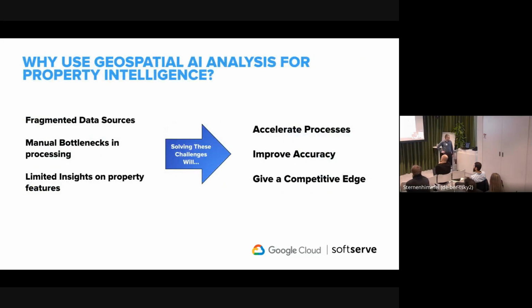So this is our case study. Recently, SoftServe was approached by a company that was dealing with multiple challenges. They had fragmented data sources, which required some manual processing. As a result, they had a couple of bottlenecks. So at SoftServe, we decided to use geospatial analysis together with AI, basically to improve the accuracy of their processes and also to accelerate them. And everything is for making a competitive edge.